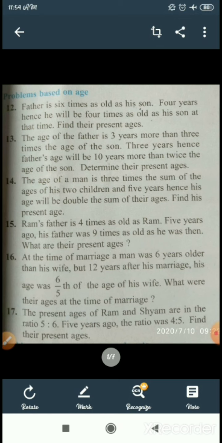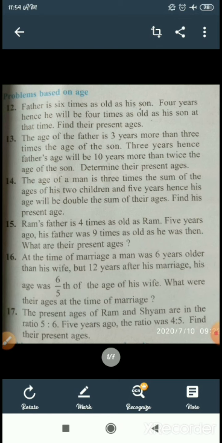And as I said, today we are going to learn about problems based on age. Okay? So open your maths book, chapter 5:15. Problems based on age start from question number 12. You can see it here also.